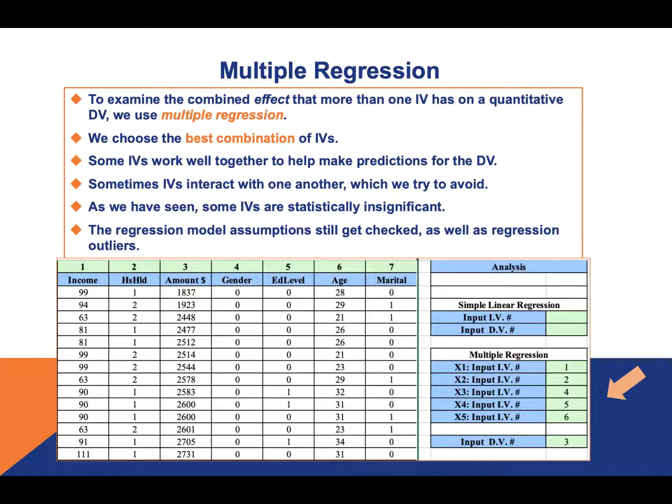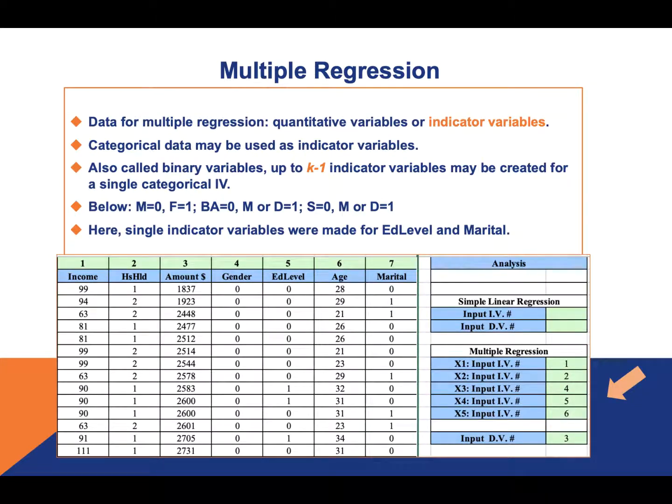And as we've seen, some independent variables are just statistically insignificant and don't serve as good predictors of our dependent variable. In any case, the regression model assumptions still get checked, as well as regression outliers. As a quantitative method, the data that we use for multiple regression is most often quantitative. However, indicator variables may also be used.